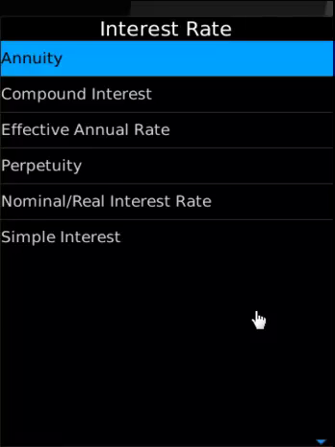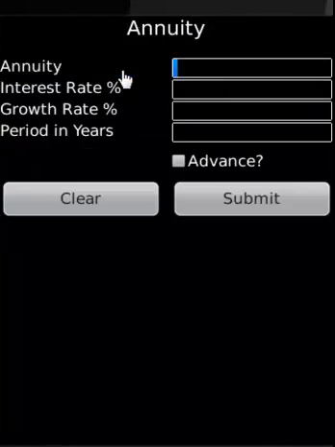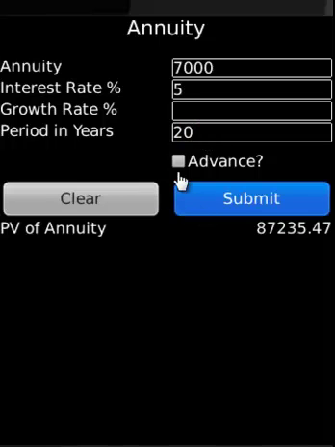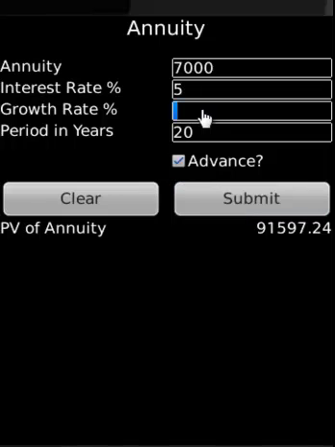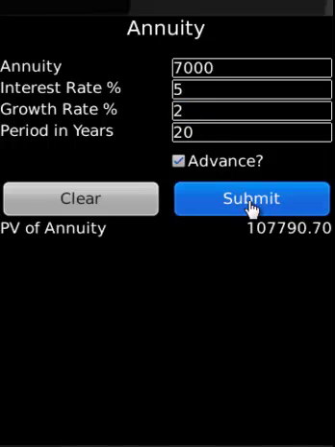The Interest Rate BlackBerry application covers annuity, compound interest, effective annual rate (EAR), perpetuity, nominal and real interest rate, and simple interest. Annuity: the annuity paid is 700 at 5% for 20 years. If the annuity is paid in advance, this is what it becomes. If it is a growing annuity, then that's what it becomes.